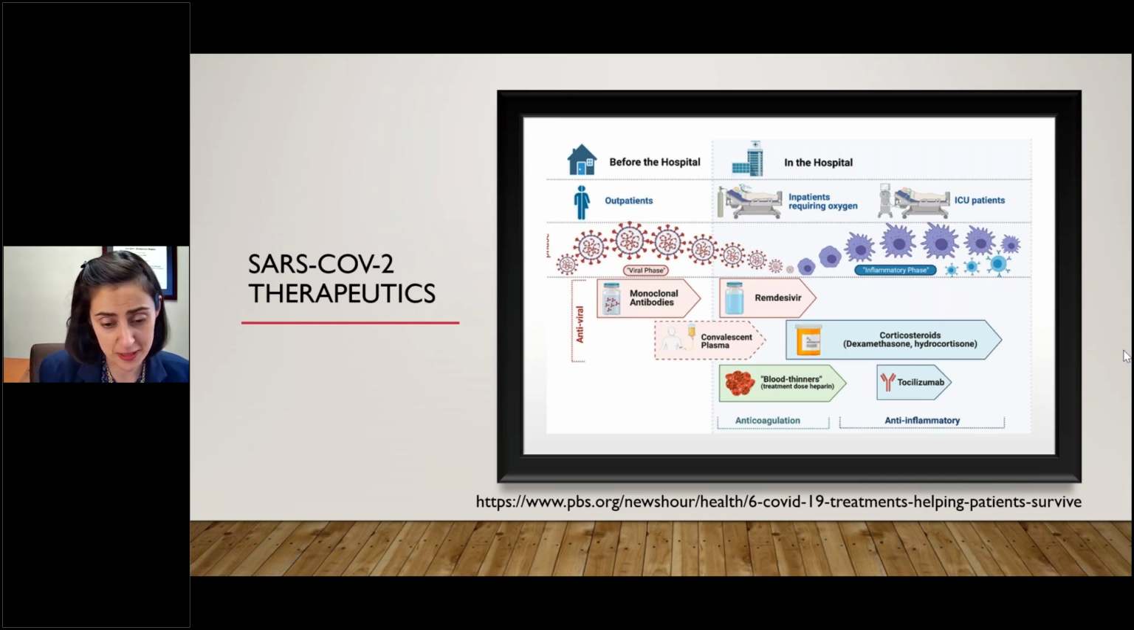And they're going to avoid hospitalization, oxygen needs, intubation, and all of the very bad sequelae that we've come to associate with COVID.